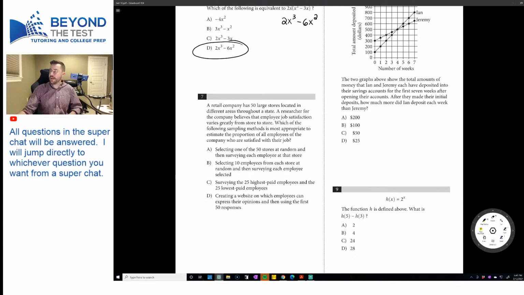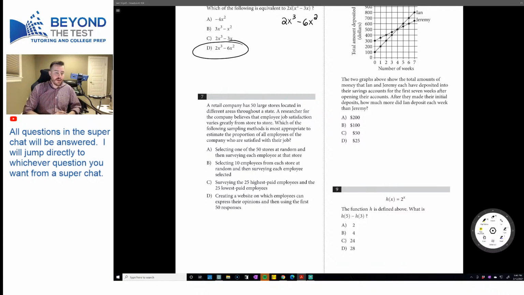Okay, then we have question number 7 here. It says a retail company has 50 large stores located in different areas throughout a state. A researcher for the company believes that employee job satisfaction varies greatly from store to store. Which of the following sampling methods is most appropriate to estimate the proportion of all employees of the company who are satisfied with their job? Okay, so we're trying to find the ones that are satisfied with their job.